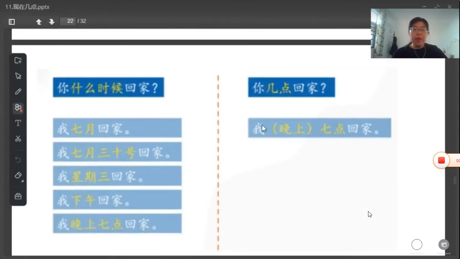And very important, we must distinguish the differences between 什么时候 and 几点. If I ask 你什么时候回家, your answer can include the month with day, or the week, or AM or PM. But if I ask 你几点回家, you can only answer the time, the actual time, such as 晚上7点. This page is very, very important, so everybody please remember and understand it.